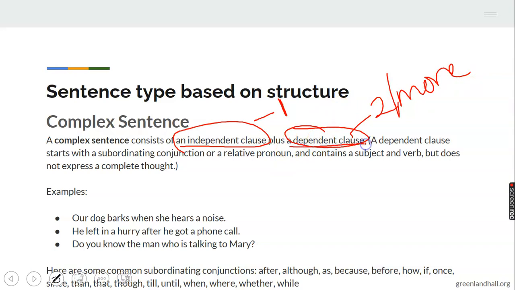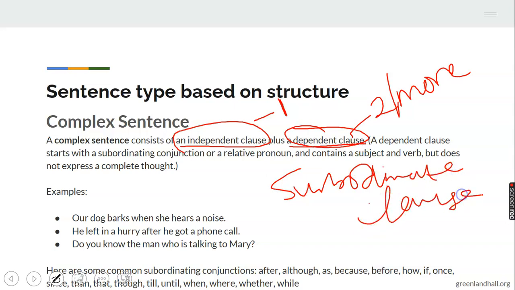And to note, a dependent clause is also a subordinate clause. I told you the last time we spoke about clauses. They are introduced by all of this. These are subordinating conjunctions that we use in introducing a subordinate clause. In short, here is the main clause. When she hears a voice is the subordinate clause. So joining a main clause to a subordinate clause makes it what? A complex sentence.